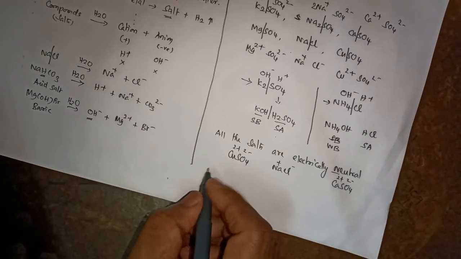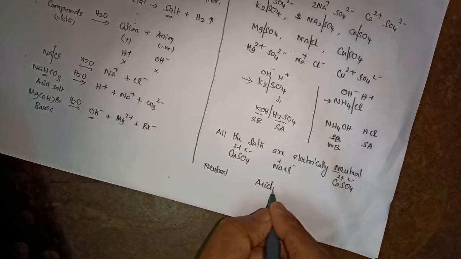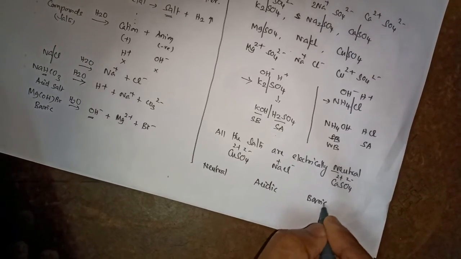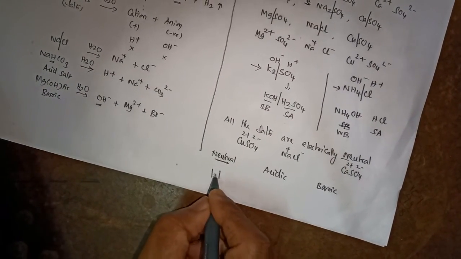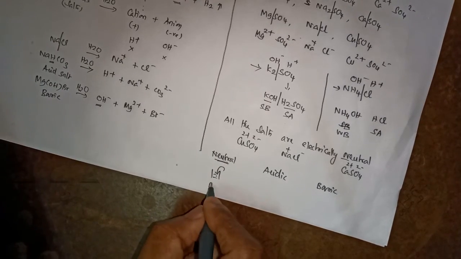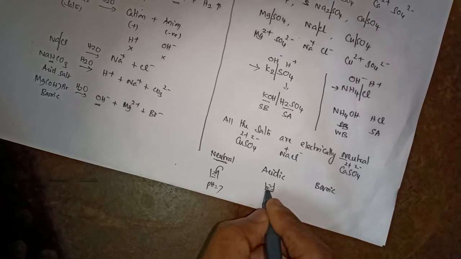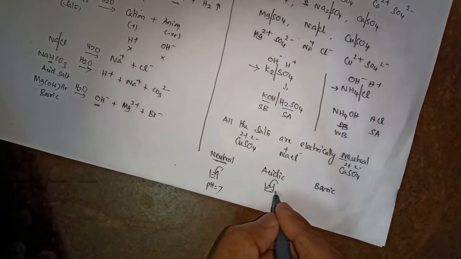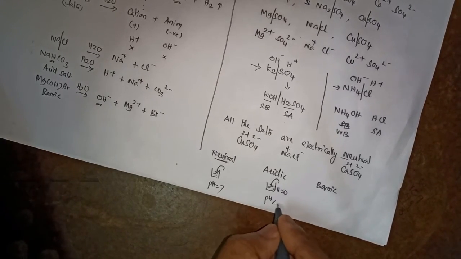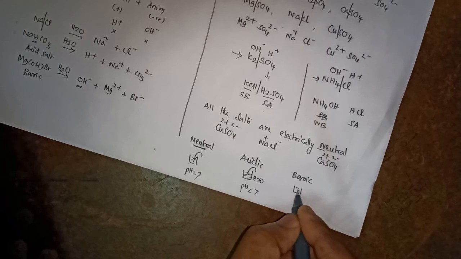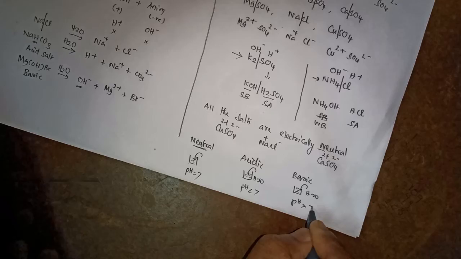But chemically, a salt may be a neutral salt, acidic salt or basic salt. What are neutral salts? I take a salt and dissolve it in water, its pH comes equal to 7. What is an acidic salt? I take water and dissolve the salt in water, it gives a pH value less than 7. For a basic salt, when dissolved in water, it gives a pH value greater than 7.